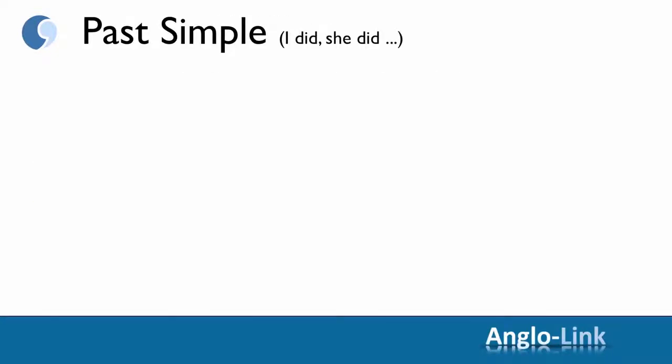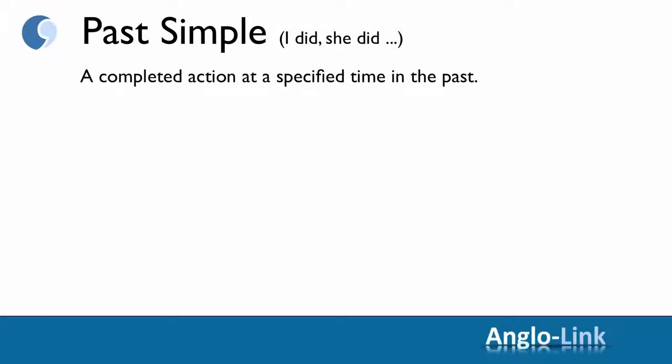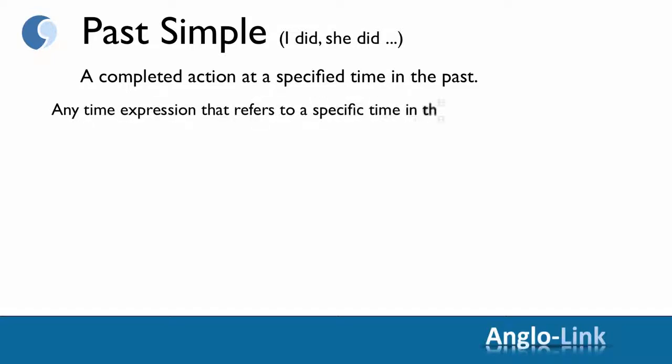Right, moving on to the past simple. I did, she did, etc. Remember that initially we contrasted past simple with present perfect, because past simple is also a completed action, but at a specified time in the past. Any time expression that refers to a specific time in the past requires this tense.